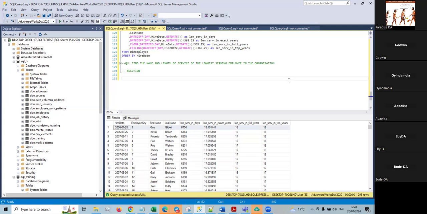How do we go about solving this problem? That's a key question. We are told to find the name of the person who is the longest serving individual in the business. When you hear the words longest serving individual, in terms of dates, what does that tell you? Flip the question over.